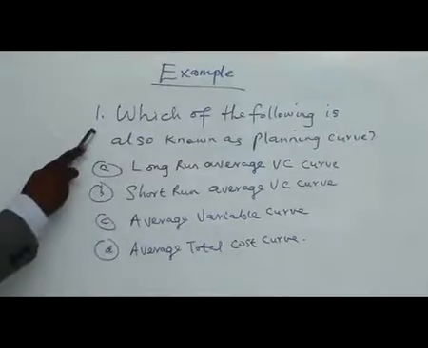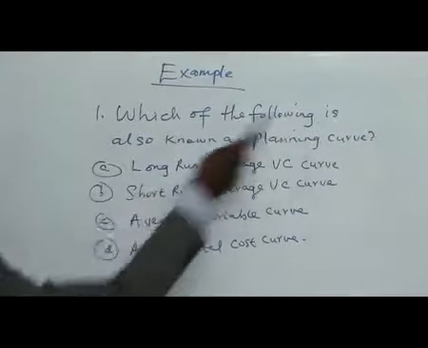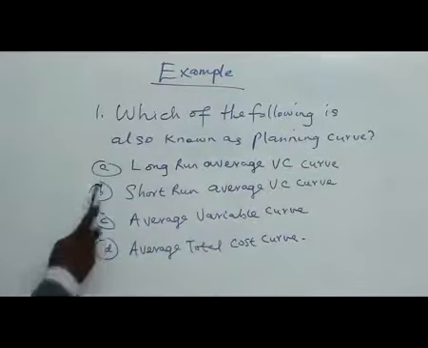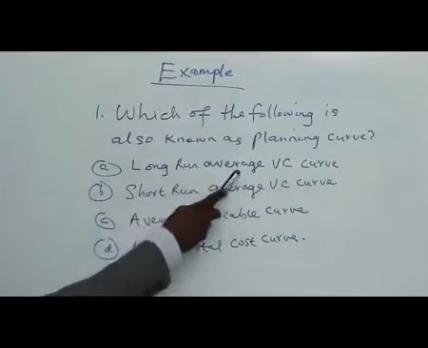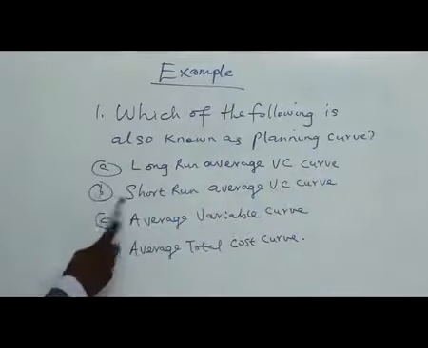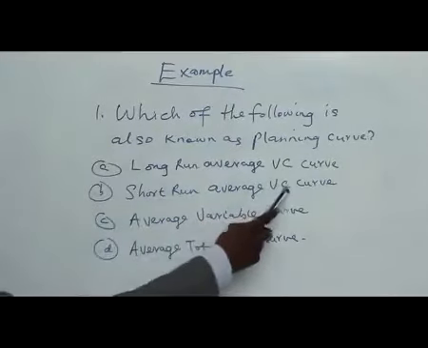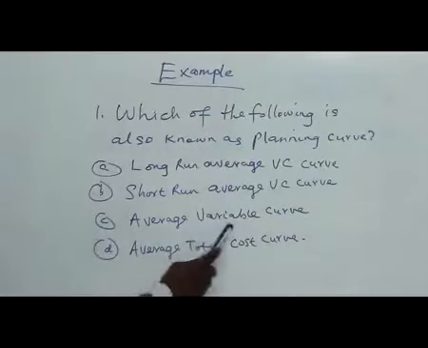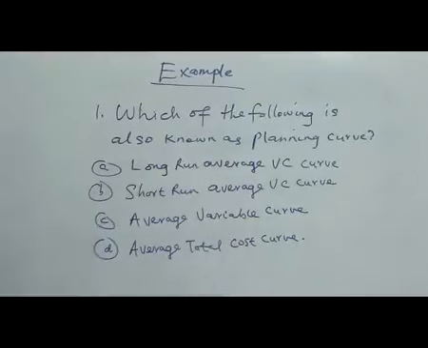Question 1. Which of the following is also known as planning cost? A. Long run average variable cost. B. Short run average variable cost. C. Average variable cost. D. Average total cost. The right answer is D.